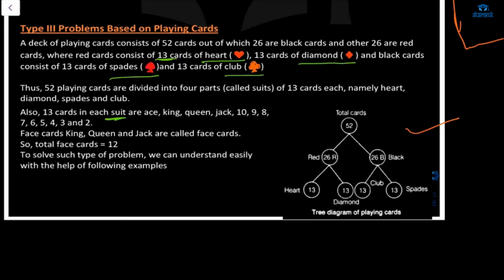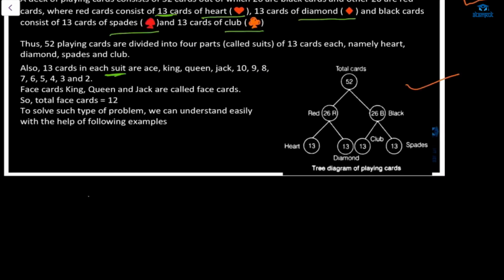Now here, if you say 13 cards, you understood this chart. Now among these 13 cards of heart or diamond or club or spades, what are there? In 13 cards, you will be having ace, इक्का, as we call it in Hindi. Then you will have 2, 3, 4, 5, 6, 7, 8, 9, and 10.